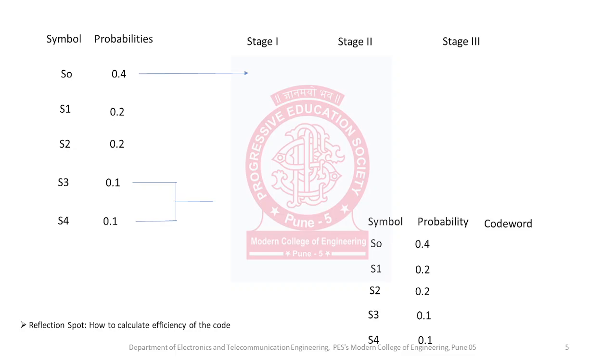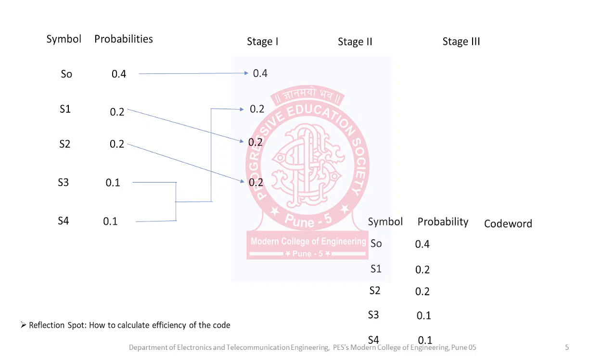So 0.4 is the highest probability. So in the next stage 0.4 will be at the first position. This 0.2, which is the sum of 0.1 plus 0.1, we are going to place above S1. S1 will get shifted down, S2 will also get shifted down.